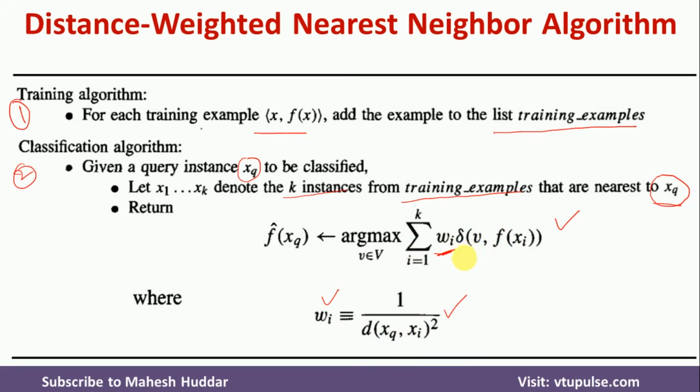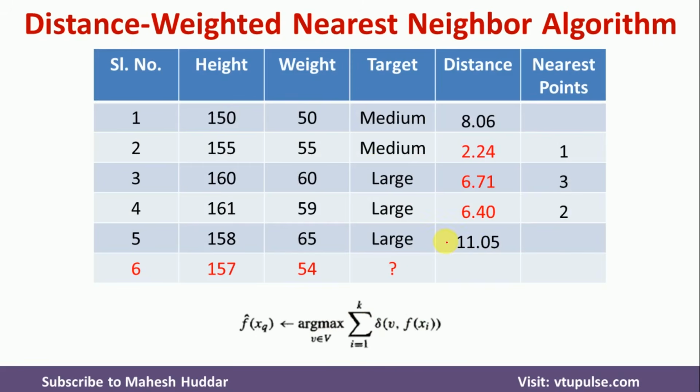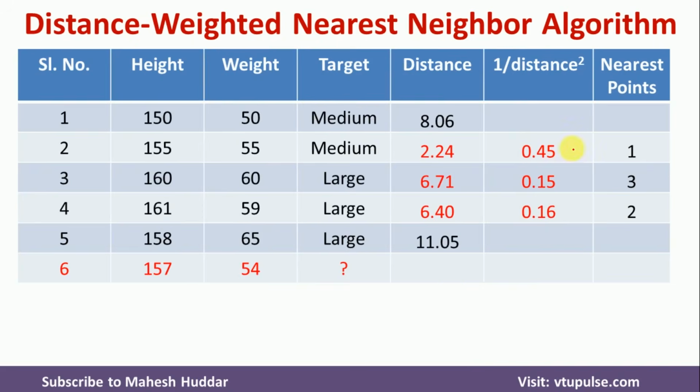Again I will take the same example. We have already identified the 3 nearest neighbors here, and solved it in the earlier case, but there we did not take any weight or distance into consideration. Here, first we calculate the inverse distance: 1 divided by 2.24 is equivalent to 0.45, 1 divided by 6.71 is equivalent to 0.15, and 1 divided by 6.40 is equivalent to 0.16. We take these into consideration to come up with the class label.